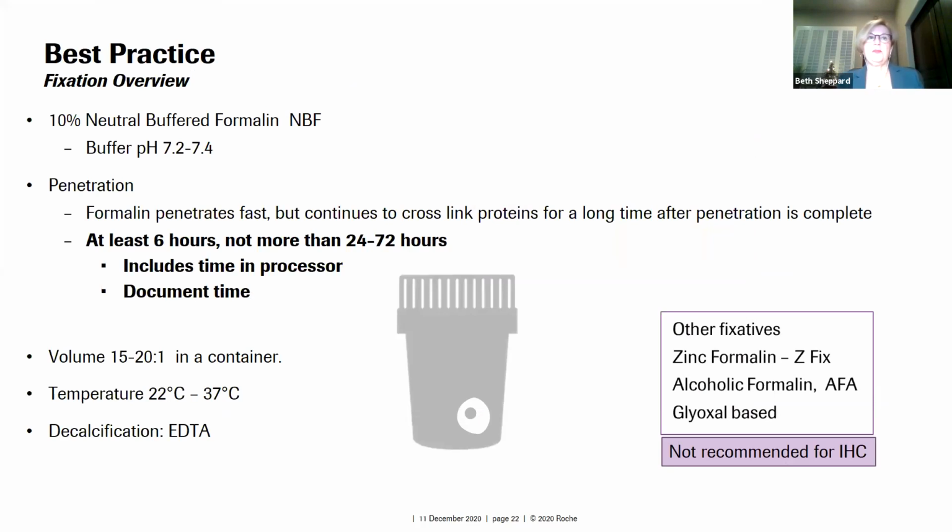So as an overview, let's look at the best practice, which is using neutral buffered formalin at pH 7.2 to 7.4, making sure that the formalin penetrates fast to continue the cross-linking of protein after the long penetration time is complete, which is at least 6 hours and no more than 24 to 72 hours. And this again includes the time in the processor, and making sure that you document this time. The volume should be 15 to 20 in the container, the temperature 22 to 37.